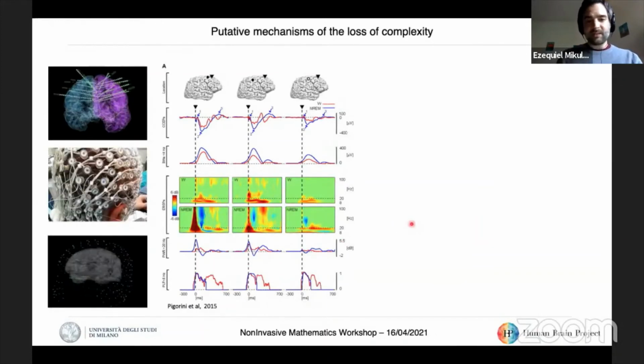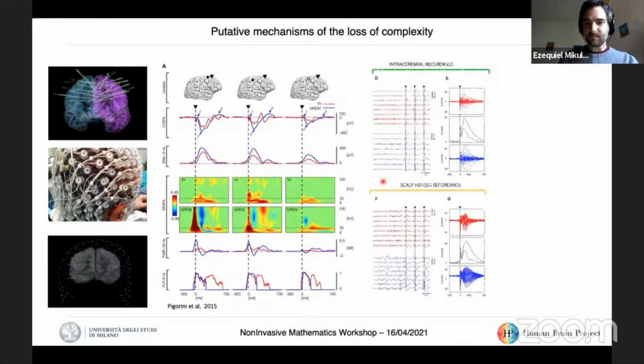Okay, but does this resemble what we see when we do the TMS stimulation? What we did is to add the EEG cap on top of the intracranial electrodes. So now we have the temporal and spatial resolution of the intracranial electrodes, but we have the spatial coverage of the scalp EEG. You can see again that in sleep you have the typical slow wave response, while during wakefulness, both intracranially and on the scalp, you can see a more complex response.